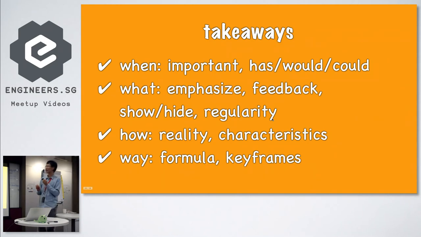Some takeaways. First, go back to the user requirement: something important or something that could change. The common scenarios are emphasizing things, macro feedback, showing or hiding things, or some logic or regularity. Then, how to find appropriate animation effects from reality that at the same time fit the characteristics or style of your product. And the last thing is the way to implement it, from formulas or keyframes. So that's almost all of this.